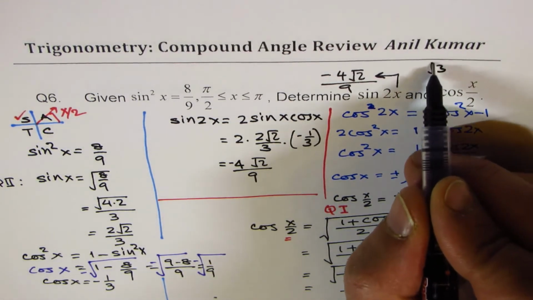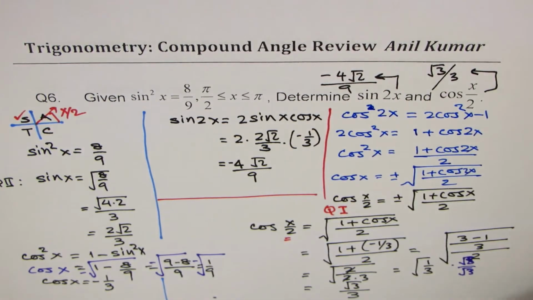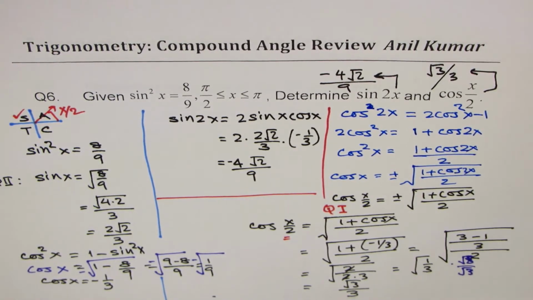So square root 3 over 3 is your cos x by 2. So I hope that is absolutely clear, right? Now let's move on to question number 7.